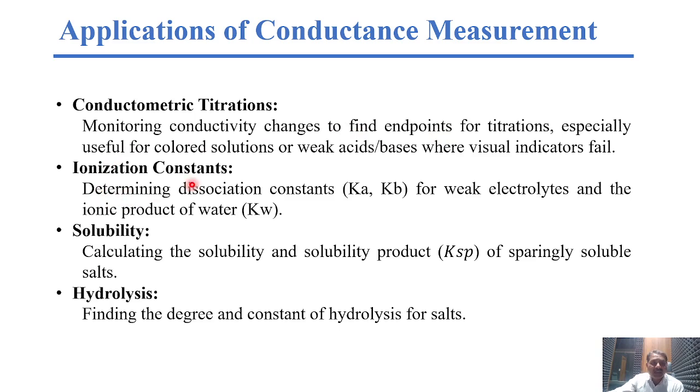Then we can determine the ionization or dissociation constant of an acid, base or water. So we can determine the dissociation constants Ka, Kb for weak electrolytes and the ionic product of water by doing this titration. Solubility: we can calculate the solubility and solubility product of a sparingly soluble salt. Hydrolysis: we can determine the degree of hydrolysis and hydrolysis constant for a particular salt by measuring the conductance.